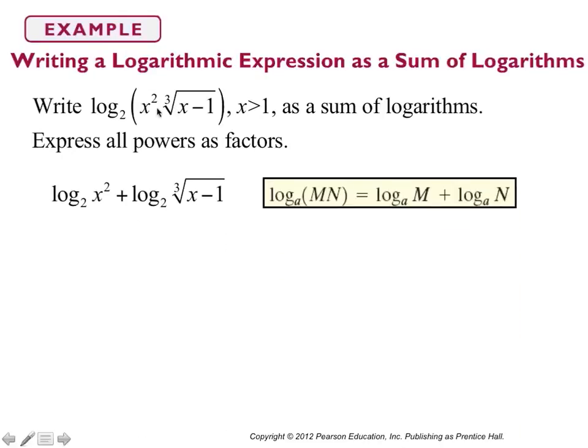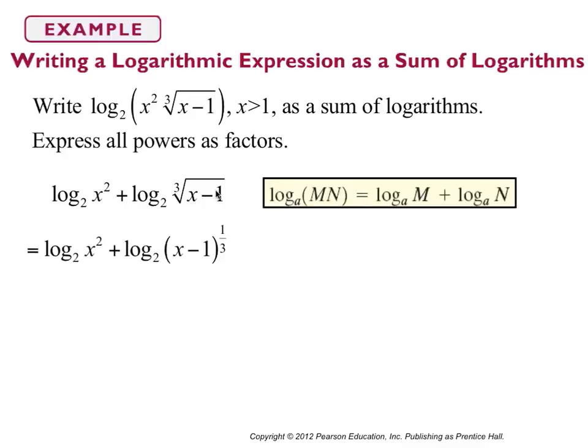But the first thing you want to see is that these two things, this x squared and this cube root of x minus 1, are multiplied. Now, if you recall, multiplication can be turned into addition. So essentially we just keep this log base 2 attached to each thing. We break it up so that we have log base 2 of x squared, that's our first part, plus log base 2 of the cube root of x minus 1.